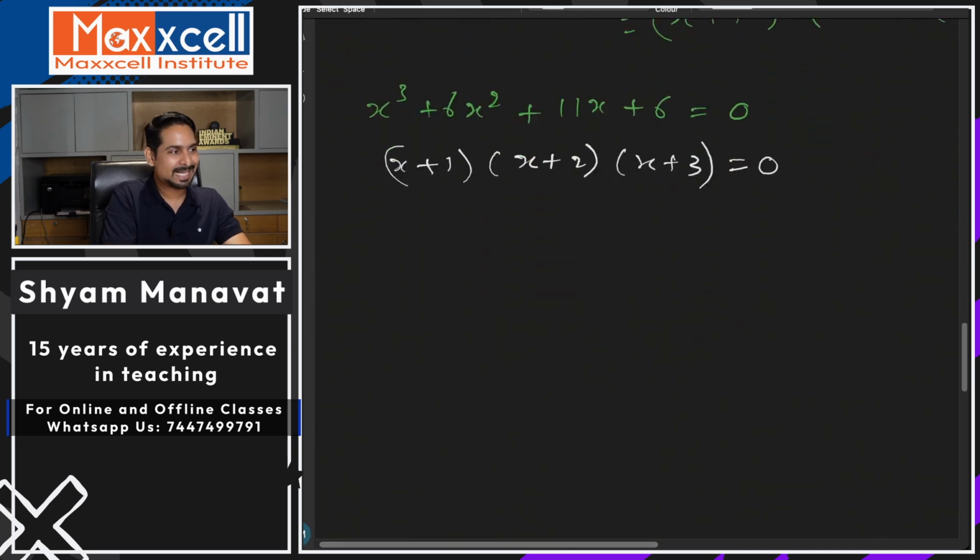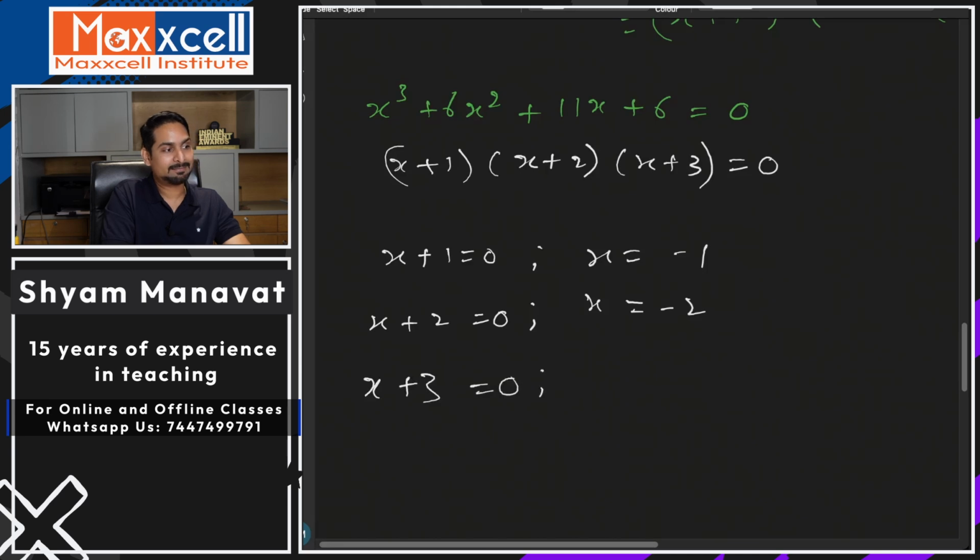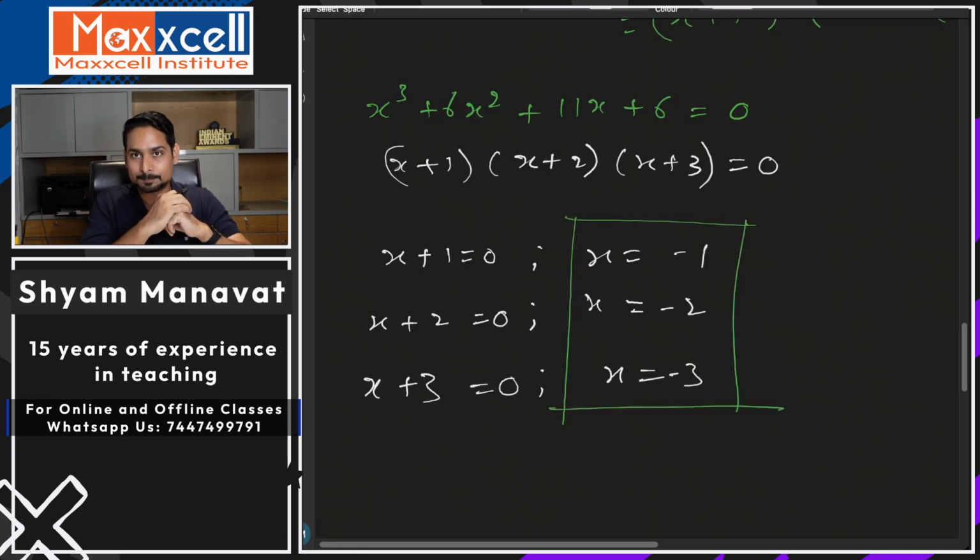What are the roots? If the product is 0, then what are the roots? We can say x plus 1 equals 0, so x is equal to minus 1. If x plus 2 equals 0, so x is equal to minus 2. If x plus 3 equals 0, then x is equal to minus 3. So you got these three roots, which are the roots of the given equation.